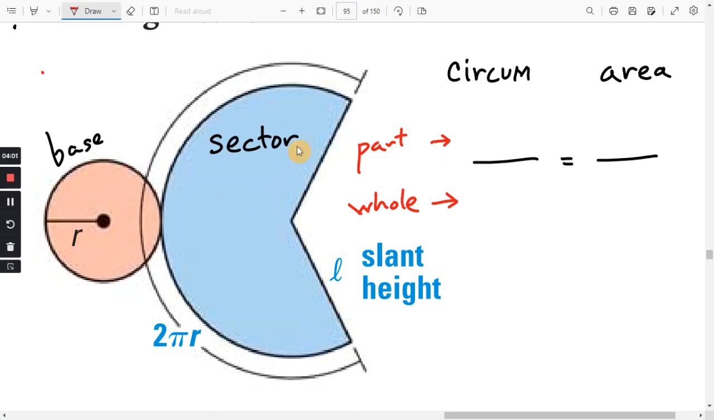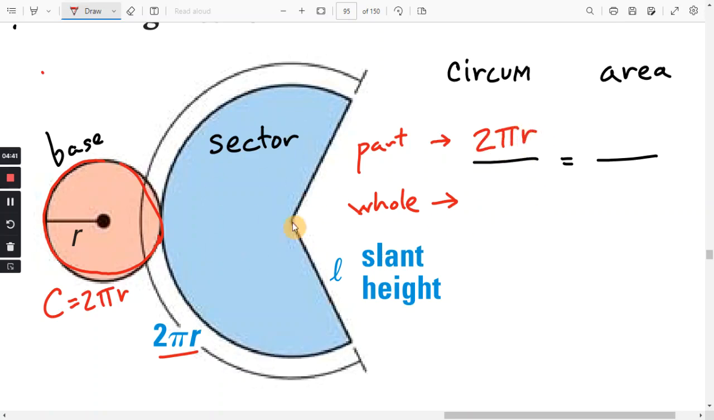The circumference of this part of the circle, labeled from here to here, is just 2 pi r. How do we know that? Because if you rolled this base around this sector, it would go from here to here. The circumference of the base circle is 2 pi r, and that distance around matches the circumference of the partial circle, the sector. So the circumference of the part is just 2 pi r.